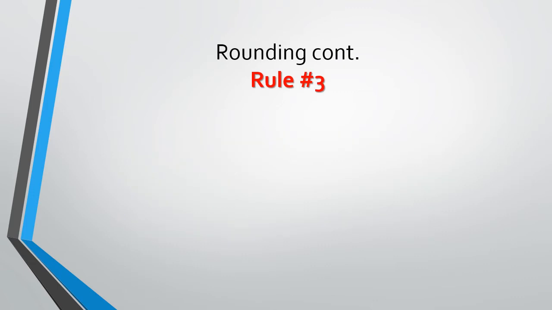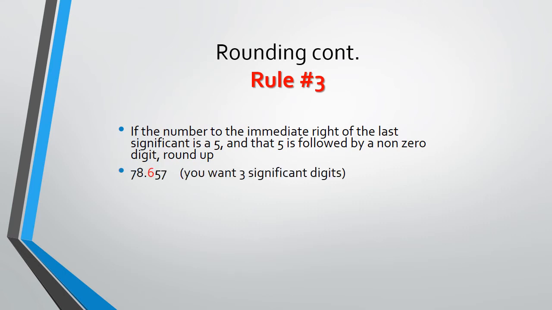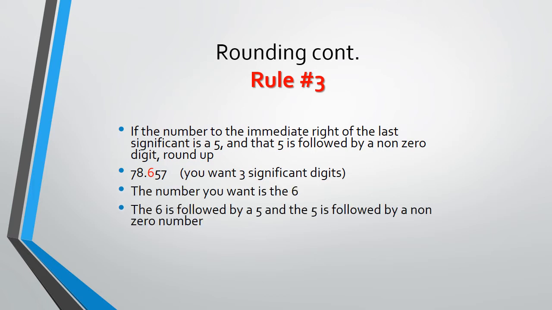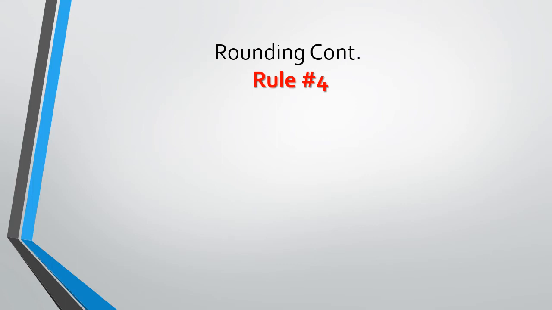Rule number 3. If the number to the immediate right of the last significant digit is 5 and followed by a non-zero, we round it up. So for example, 78.657, 5 is followed by a 7. We need 3 significant figures, so we round up the 5 to 6, and then we have 78.66. Now we're using the previous rule, and we round it up.